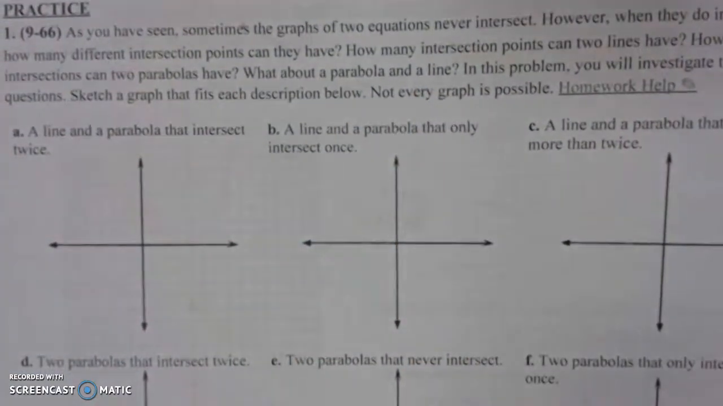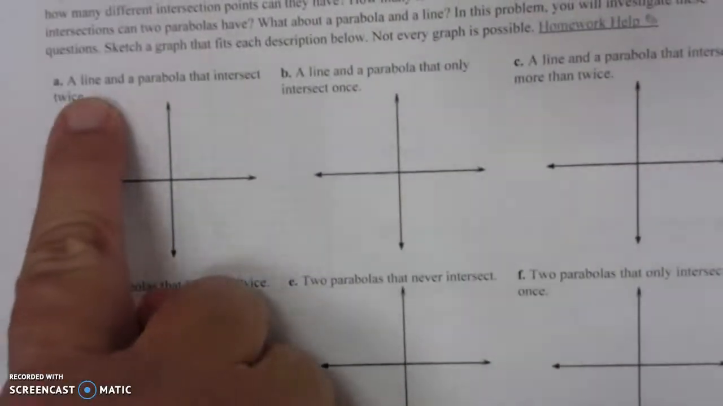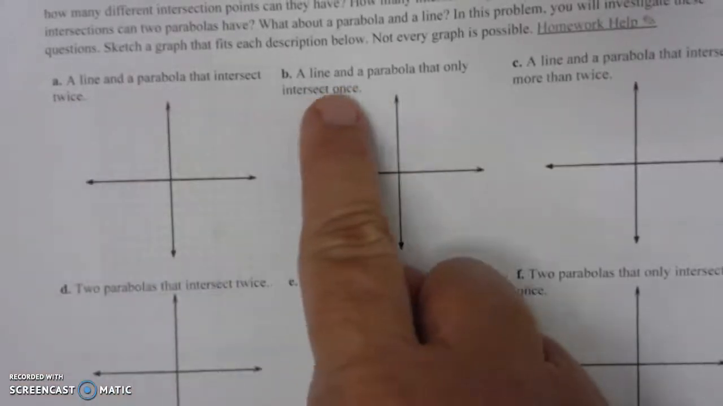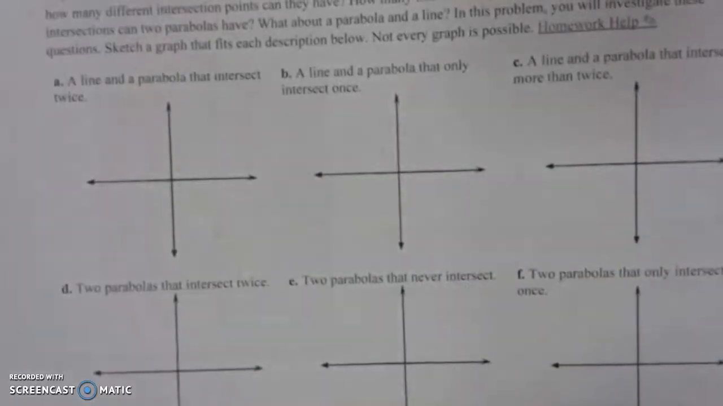So I'm not going to give you the answers to these 2 right here. You're going to draw a line and a parabola that intersect 2 times. Well, that's easy. We just did that on the previous problem. Here you're going to draw a line and a parabola that only intersect once. Try to play around with it and see how that works out. So this should be a fun thing to turn in.